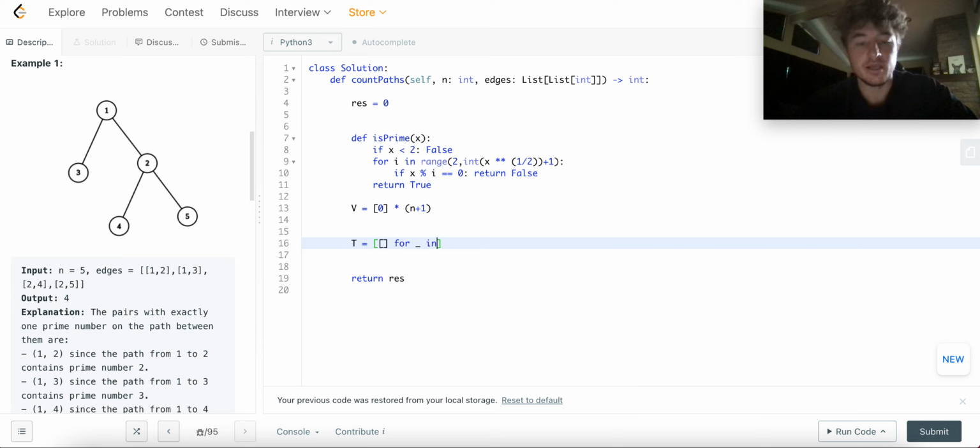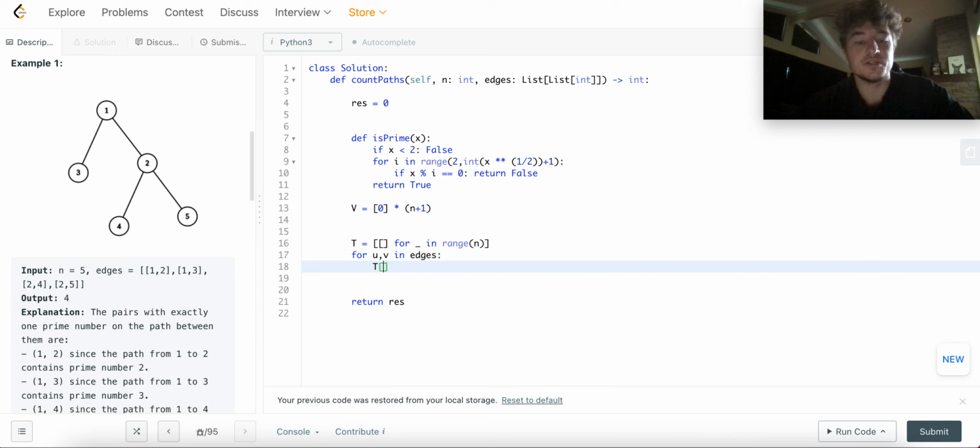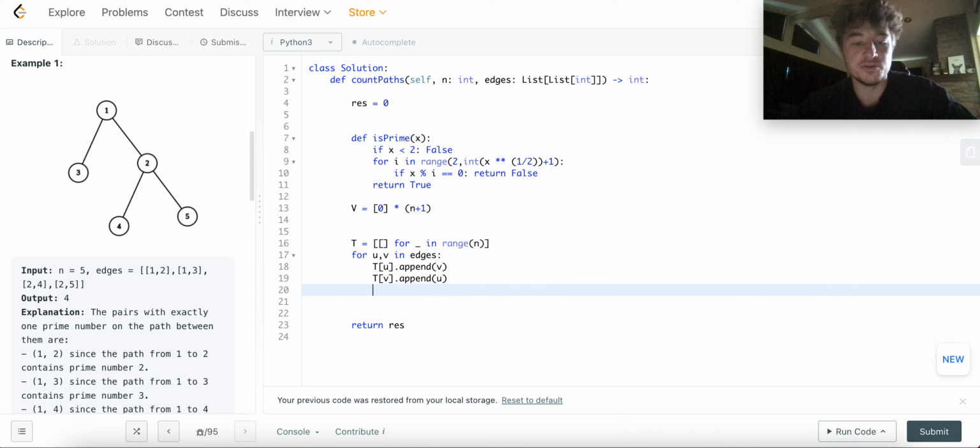And this would be an empty list for each in range n. So we're going to create adjacency lists to populate the tree. We look at each edge in edges, and we're going to create this tree now. So we're going to say T of u, we append v. T of v, we append u. This is just a standard way to take these edges and convert them into a tree.